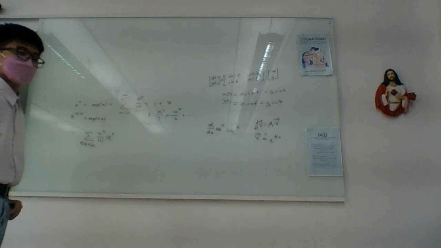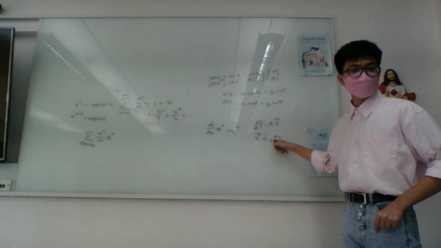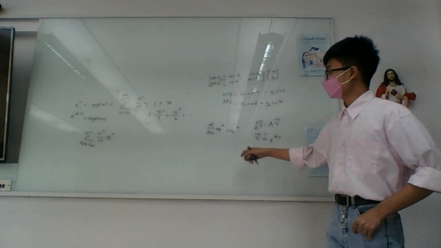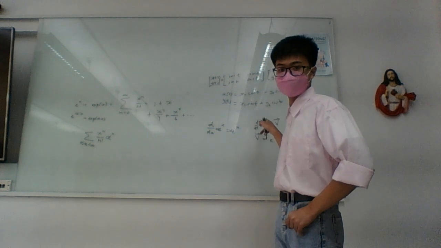So we want to show that by plugging a matrix into e to the x, we get something that looks like this, and thus a solution to our original problem over here.